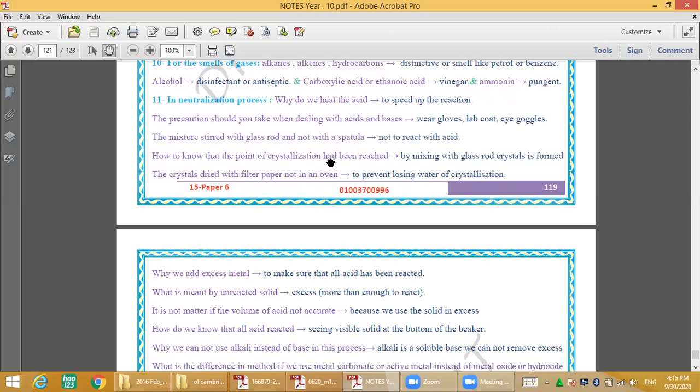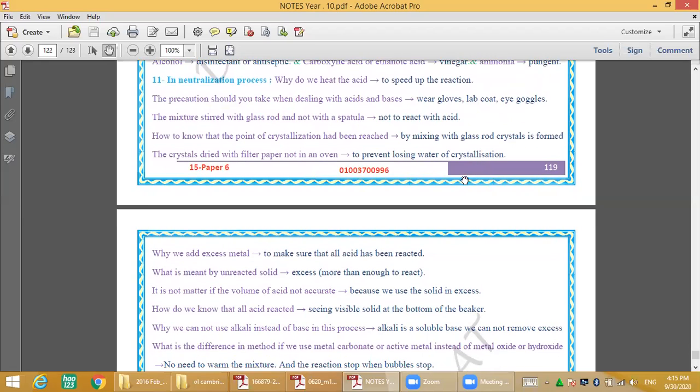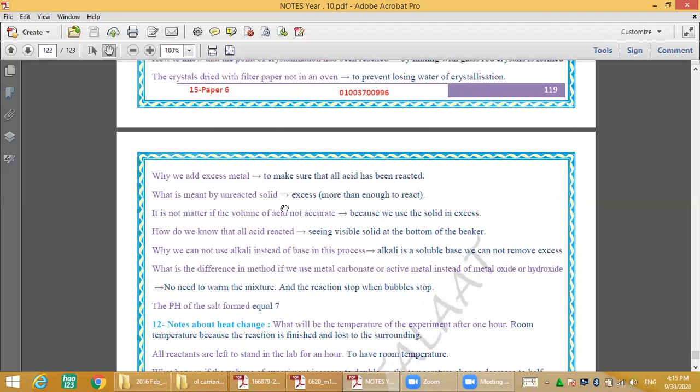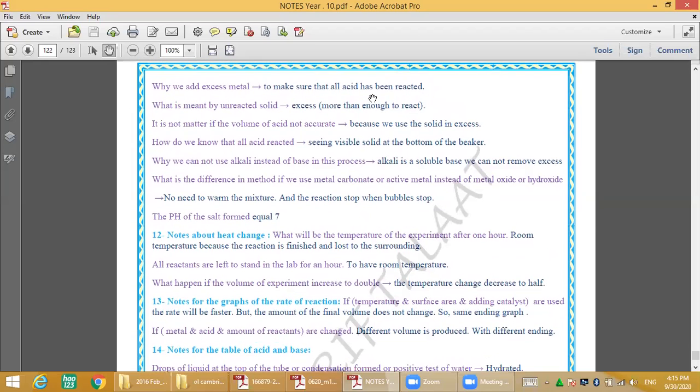How do we know that we reach the crystallization point? Mixing with a glass rod, crystals form. The crystals are dried with filter papers, not in an oven, to prevent losing water of crystallization, or to prevent melting of the crystals, or to prevent breaking down of the crystals. Why are we adding acid in excess? We add metal in excess to make sure that all acid reacted. What is meant by unreacted solid in excess? More than enough. It doesn't matter if the volume of acid is not accurate because we use solid in excess.